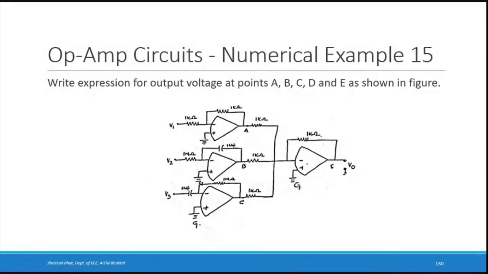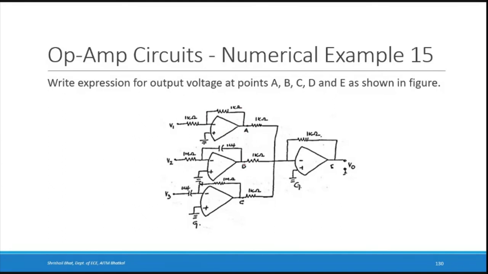Can anyone tell me now? What is the first op amp? There is V1 here. There is a resistance at the inverting input terminal, and here there is feedback resistance. R1 you can take 1 kilo ohm, RF is 1 kilo ohm. But what is this circuit? Inverting amplifier. Correct. The first op amp is an inverting amplifier. That is stage A.